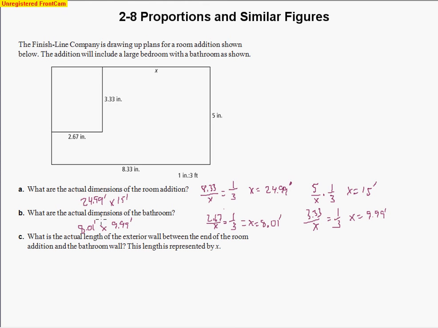And then the last part, and again, they probably did just round this. This probably was 2 2/3 and this 8 1/3, but we'll just leave it the way it is. What is the actual length of the exterior wall between the 2 bedrooms?